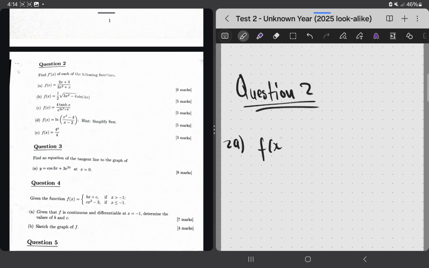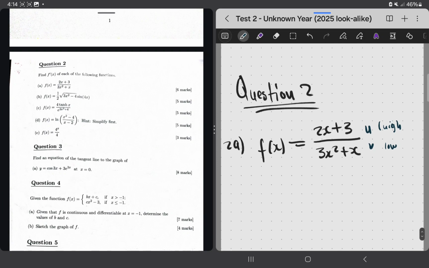We have f of x, and they said find the derivative. So we have f of x equal to 2x plus 3 all over 3x squared plus x. They want us to find the derivative, and it's worth 6 marks. How easy is this? It's just two things dividing. It's u over v, and this is our high, this is our low. We use the quotient rule, okay? We know about this one.